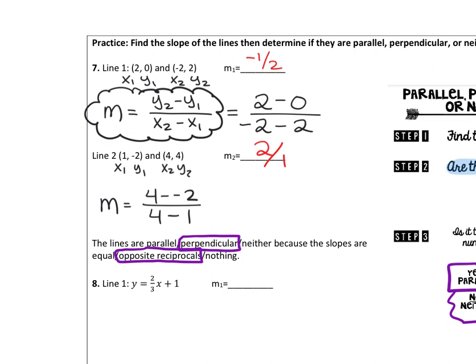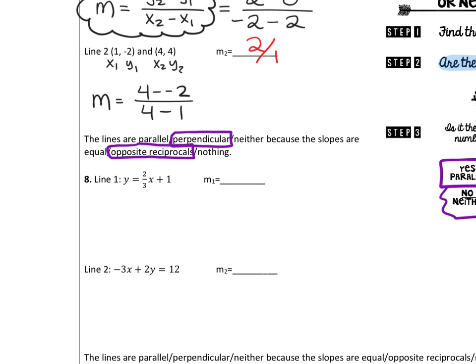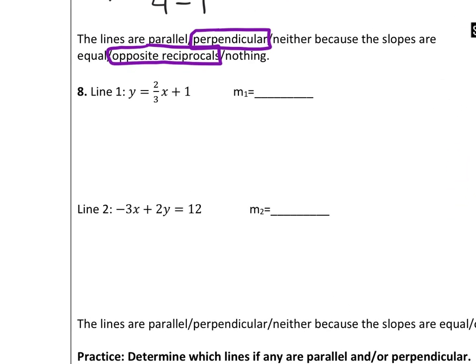Now you're going to see questions like this one a lot today. If you wanted to put a star next to something, this is the one you're going to see a lot. Number 7 is going to be very helpful for you. We found the slopes of both lines, then we compared the slopes to each other. We're going to do the same thing in question number 8. I'm giving you 2 different lines. However, in number 8, I didn't give you coordinate points. I gave you equations. Don't think too hard about this one.